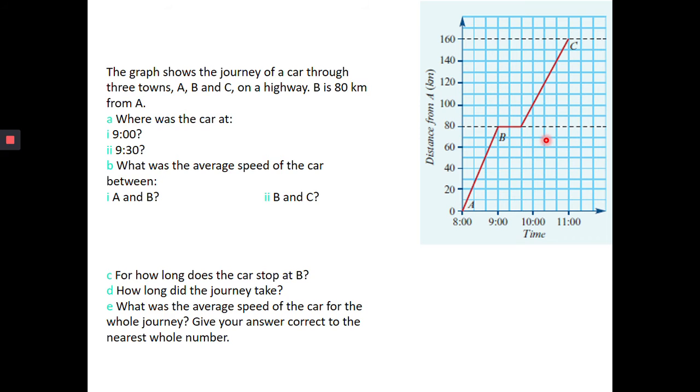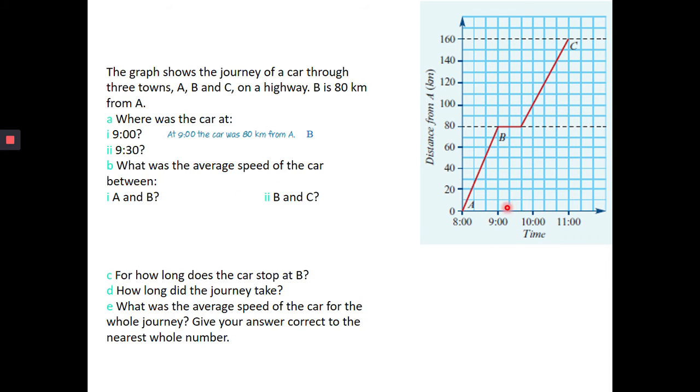Sometimes the graph will be drawn for you. Sometimes you'll have to draw the graph yourself. So it's going from A to B. Something happens here, I'm sure you can shout out now what's happening, and then it ends up at C. Questions. Where was the car at 9 o'clock? So at 9 o'clock, the car is 80 kilometers from A, or you could just say at 9 o'clock it's at B.